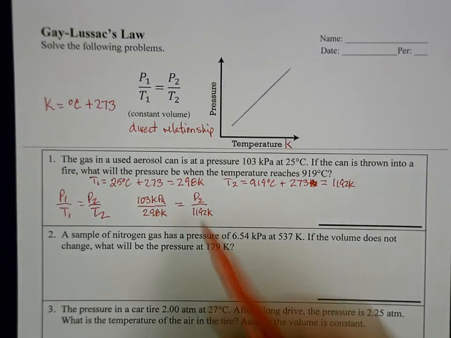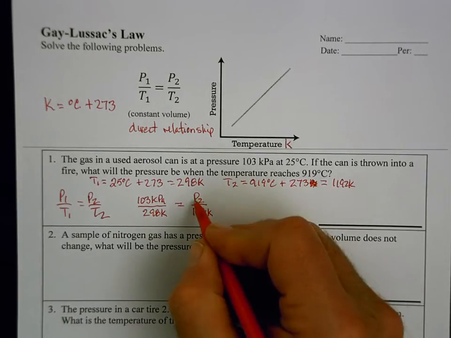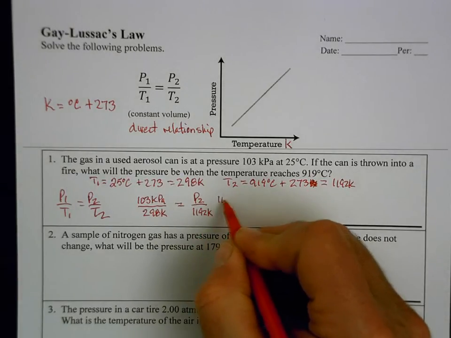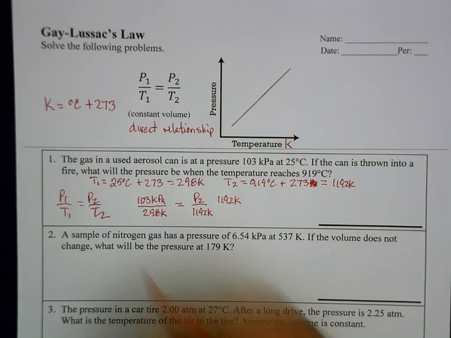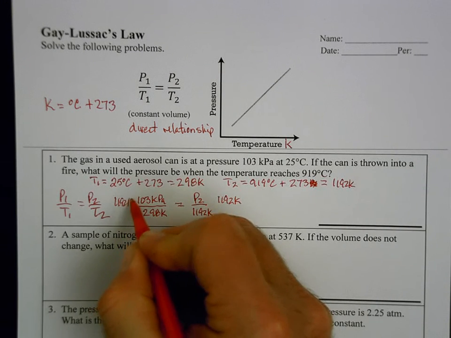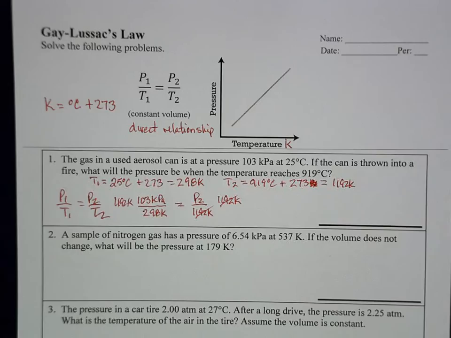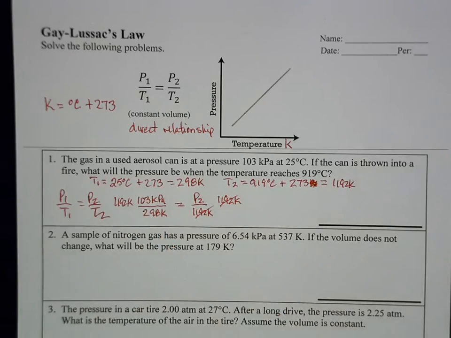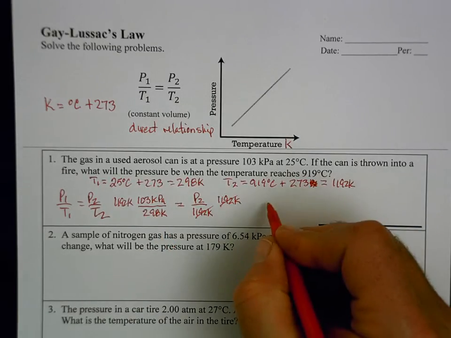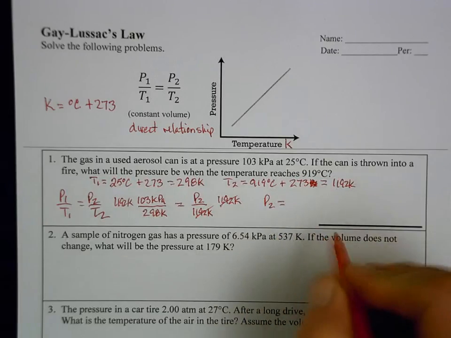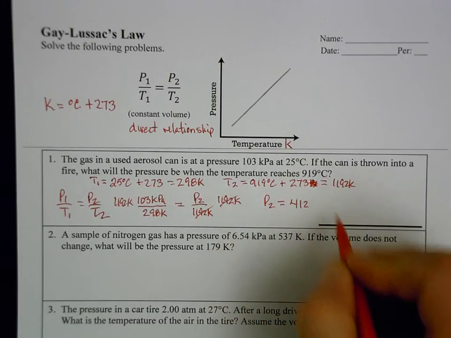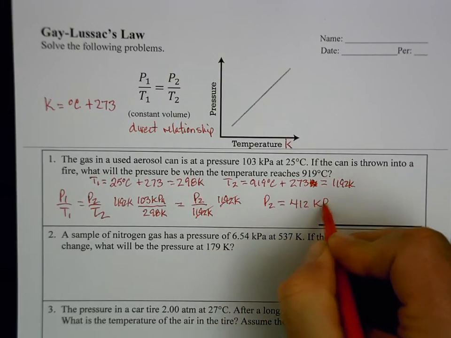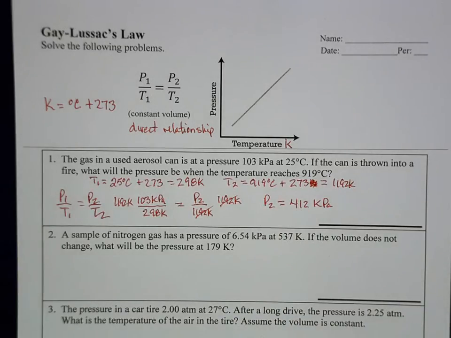To solve this one, we just need the P2 by itself. So multiply both sides by the 1192 K. Here, of course, they'll get canceled. Does not matter the order. 1192 times 103 divided by the 298, and we end up with P2 equals 412 kPa.